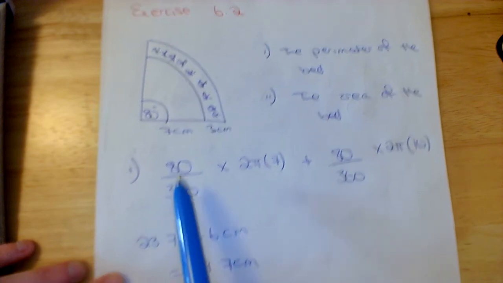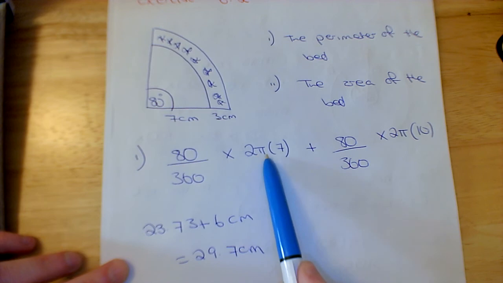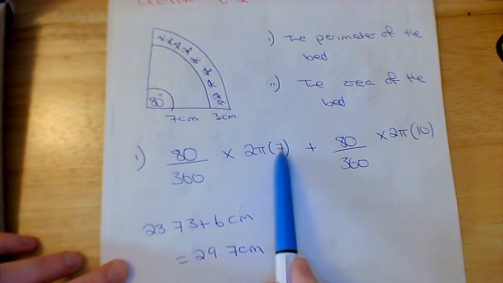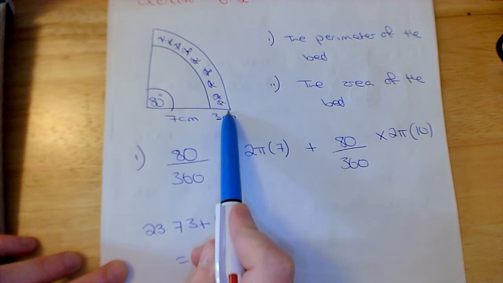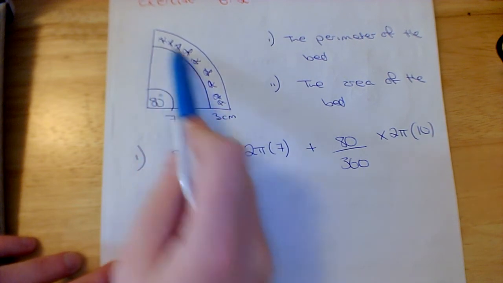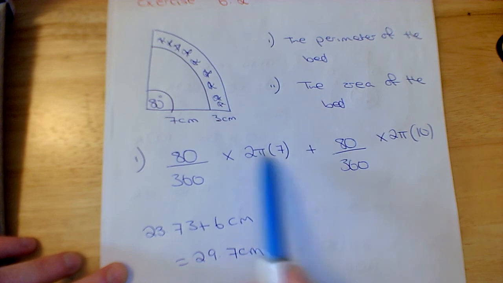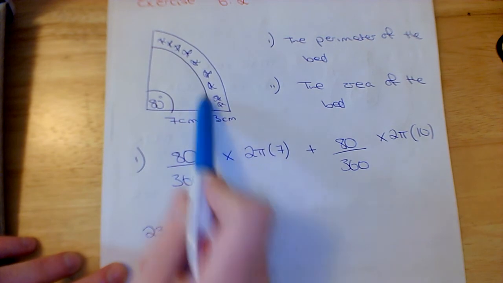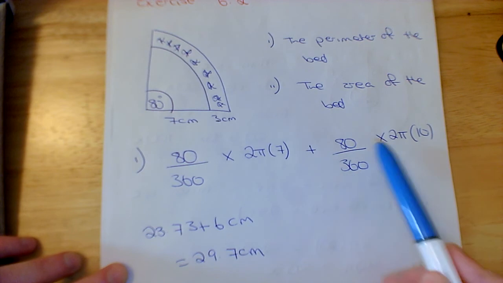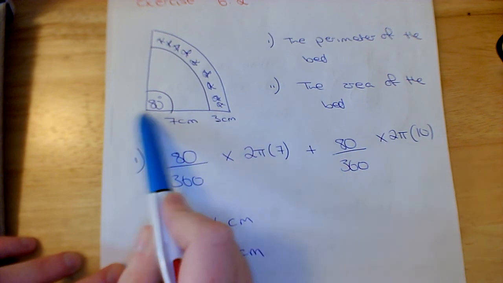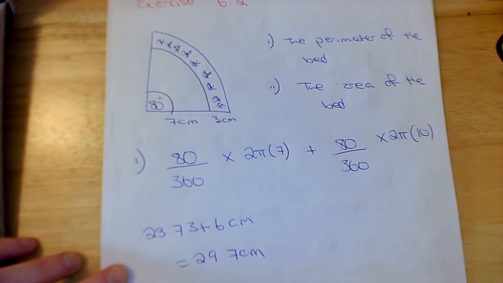Right, so the perimeter of the bed is going to be 80 over 360 multiplied by 2 pi, my radius from here to here is 7, plus, then I need to get my area. So we're basically after finding out this part here. So 80 over 360 by 2 pi, my radius from here to here is 7. So we're dealing with this part. Now we're getting plus 80 over 360 multiplied by 2 pi, and then my radius from here to here is 10. So we're finding out what this part is worth here.